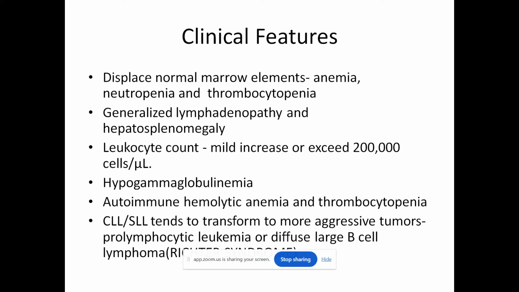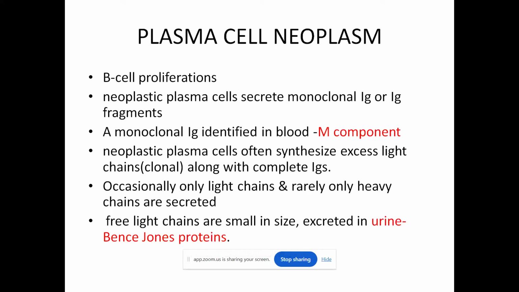This CLL/SLL is an indolent, slow growing tumor, but sometimes it can transform into more aggressive tumors like prolymphocytic leukemia or diffuse large B cell lymphoma. If it transforms into diffuse large B cell lymphoma, this is called Richter syndrome. So this is about the chronic lymphoid malignancy, CLL/SLL.